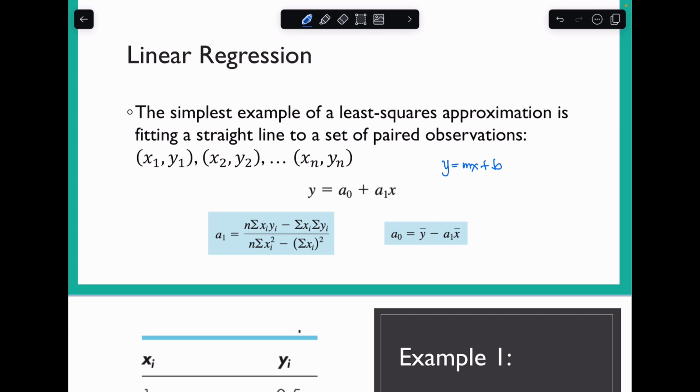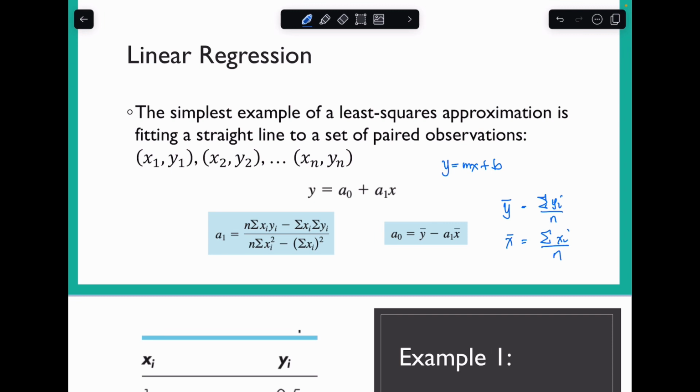As for a sub 0, it is the mean, or the average, of all the y's. If we want to get y bar, that is simply the summation of y sub i divided by n, where n is the number of data points. The same is true with x bar, which is the summation of all the x sub i divided by n.